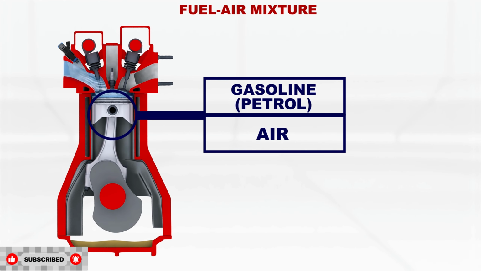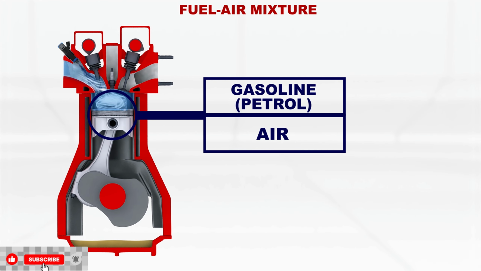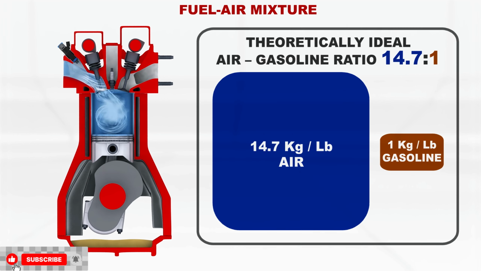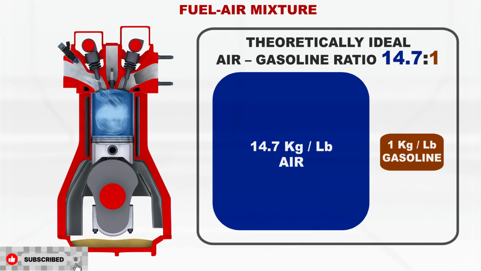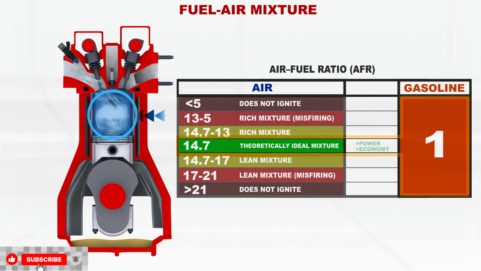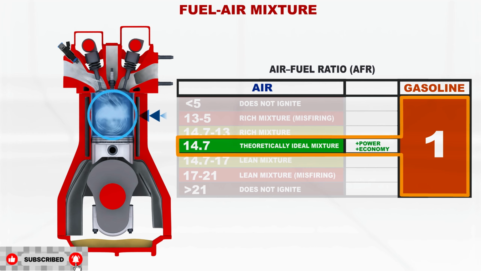Fuel-air mixture. The fuel-air mixture in gasoline engines is made up of air and gasoline. The mixture is prepared using a certain fuel-to-air ratio. Ideally, complete combustion of 1 kilogram of gasoline requires 14.7 kilograms of air. But in fact, the engine employs various mixture ratios. The ratio of 1 to 14.7 is the best in terms of power and economy.